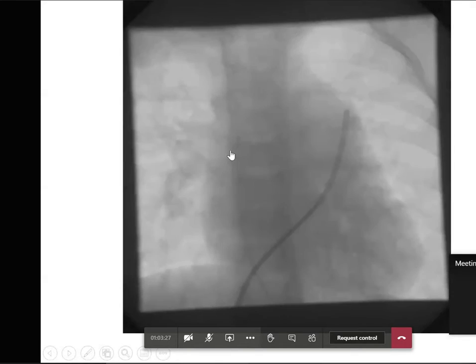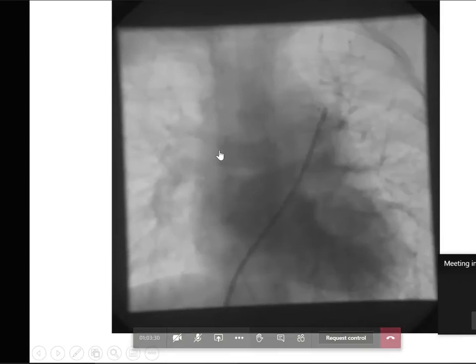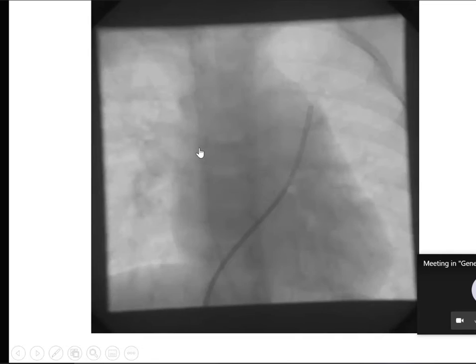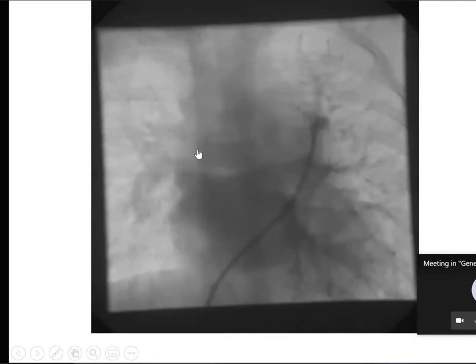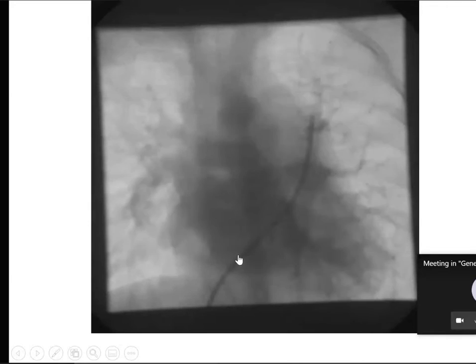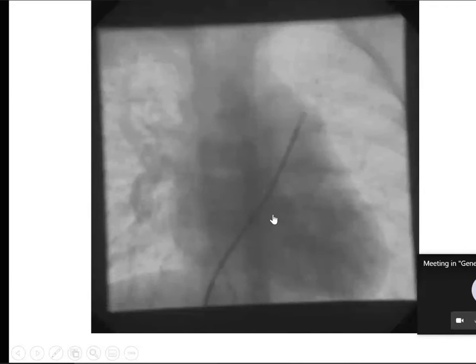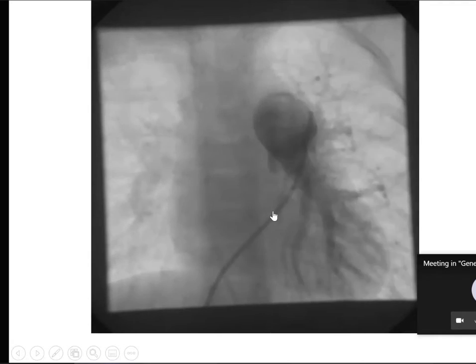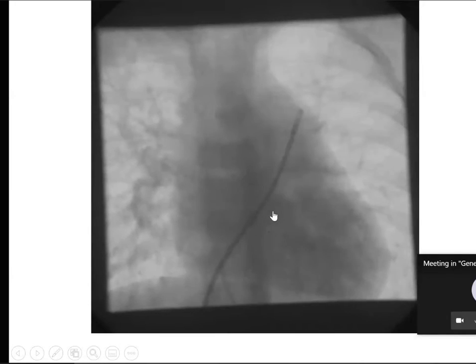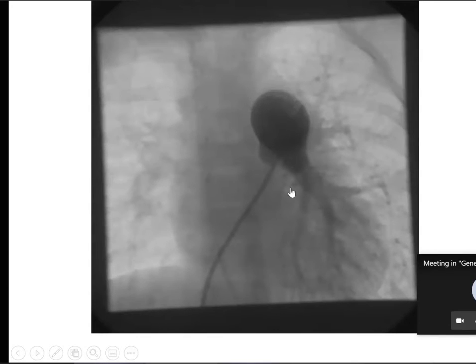Okay. What is this? It's a little difficult actually. Persian helmet. Where is the catheter? Pulmonary artery, sir. Which pulmonary artery? Left pulmonary artery. Where is the right pulmonary artery? Is it arising from the ascending aorta? See, this is only the left pulmonary artery filling. You are not seeing anything in the right pulmonary artery.